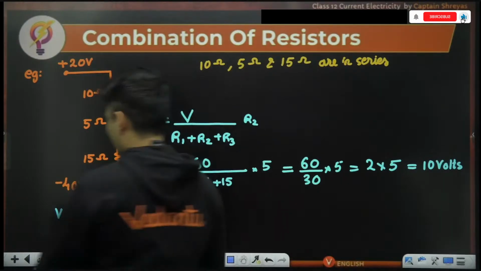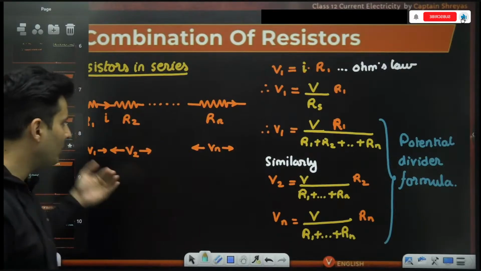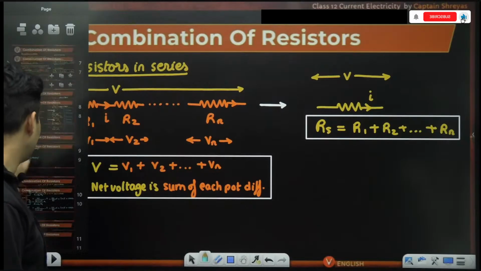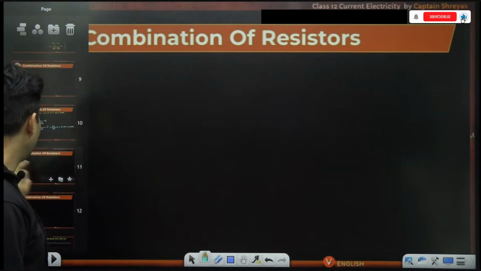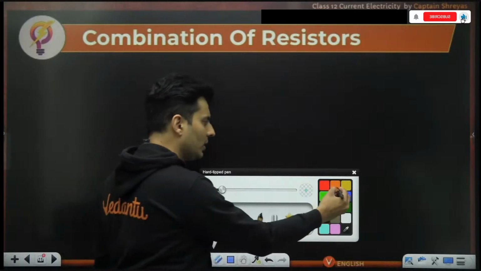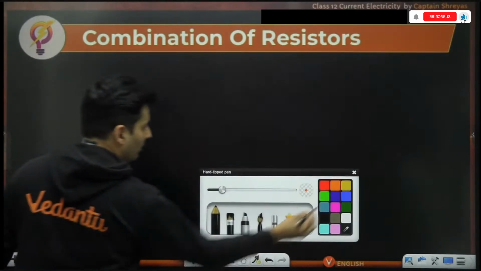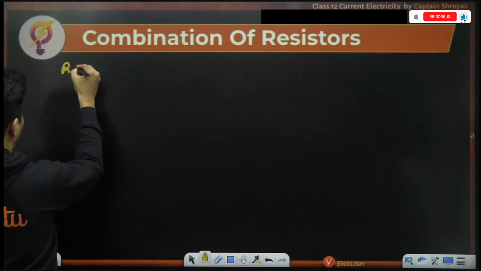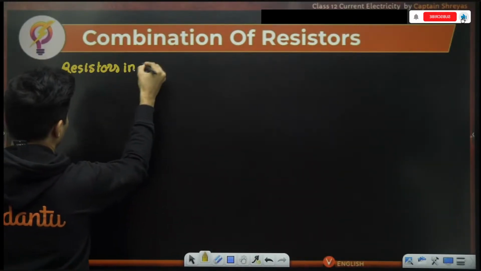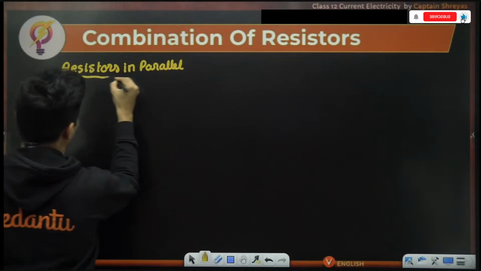Correct. Very good. Yes, sir. I understood this voltage divider or potential divider formula, and I understood how to find the equivalent resistance also. Fair enough, guys. So, having said that, let's go on to the parallel combination now. So, let's talk about resistors in parallel.